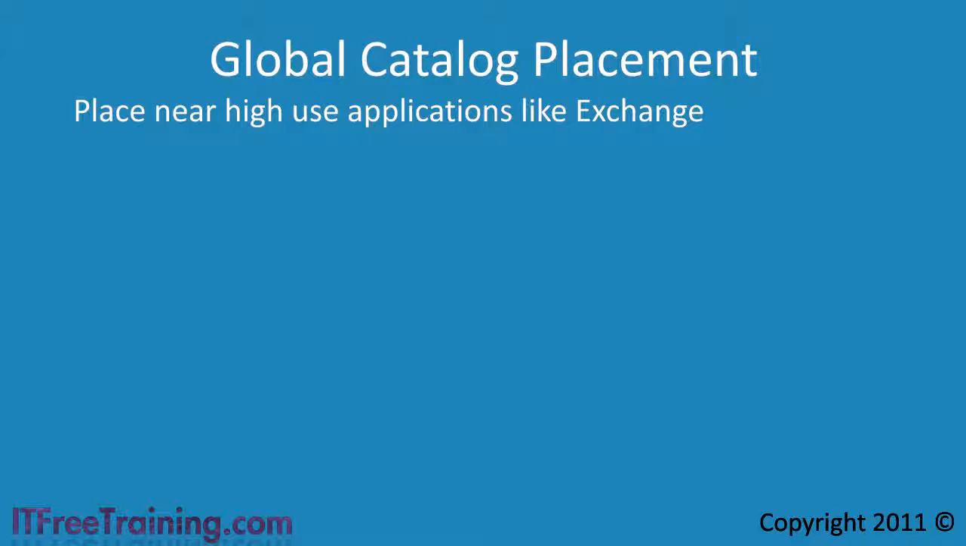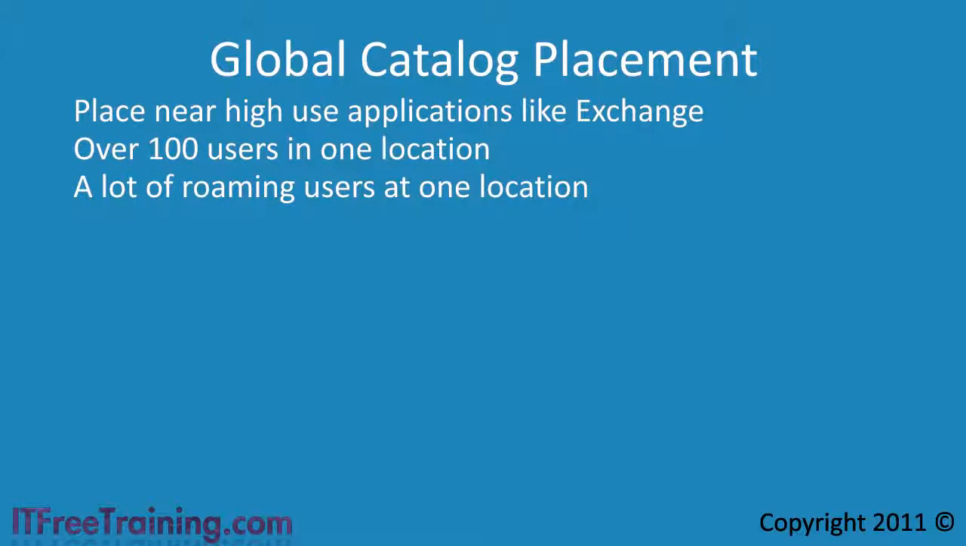Microsoft recommends global catalog placement if you have over 100 users in the one location or a location that has a lot of roaming users. The reason roaming users require a global catalog is when a roaming user logs onto a network from remote, the global catalog server needs to be contacted. Global catalog servers are used to determine membership when users are in universal groups. Universal groups are simply groups that can have users from multiple domains in them. Without access to a global catalog server, universal group membership cannot be worked out, and thus the user may not be able to log in.